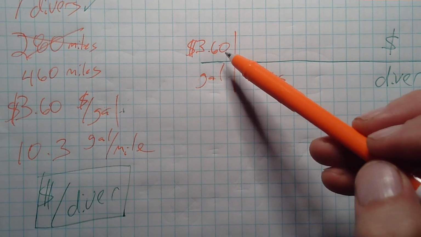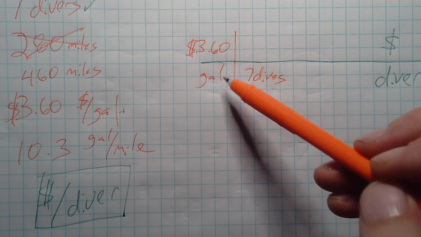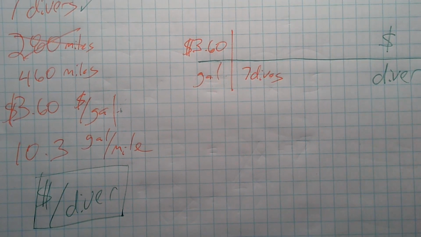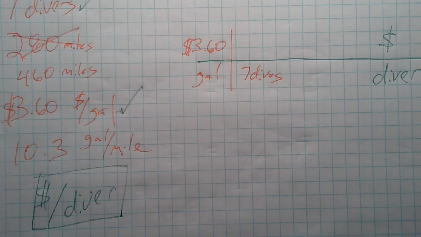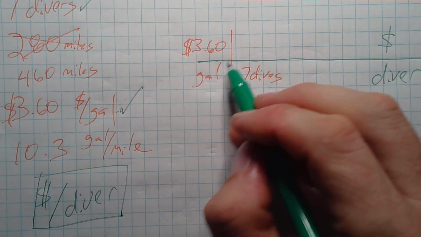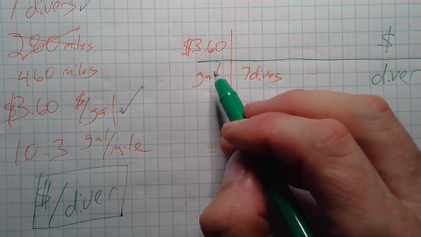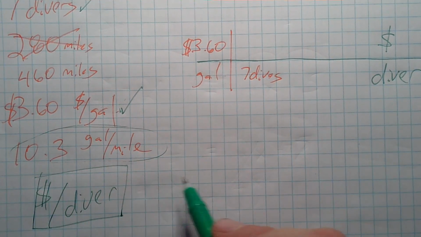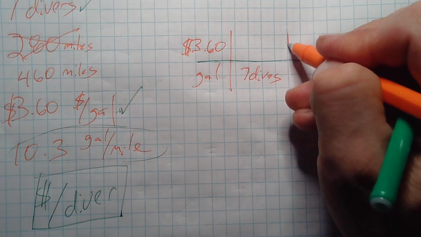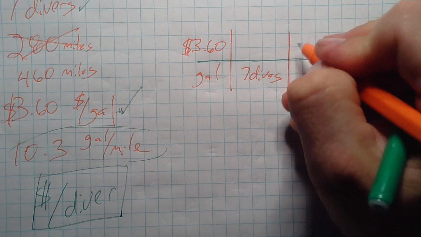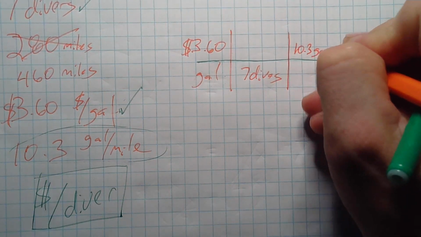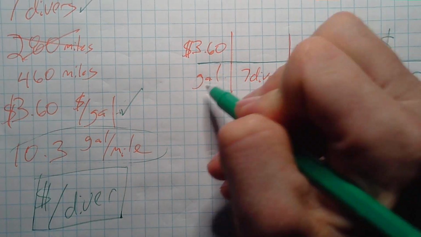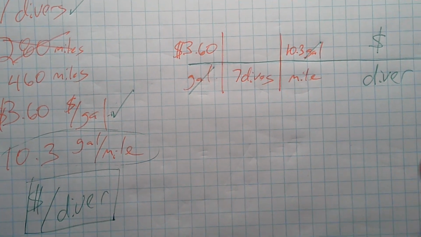So my units are now going to be $3.60 per gallon diver, which doesn't make any sense at all, right? But I've got to look to see what other units I have to use. Well, in order to cancel out my gallon unit, I need to figure out which of my units have a gallon in it, and this is what I have. This has gallons in it, right? So I need to arrange it so that I put 10.3 gallons on top, and that puts miles on the bottom, and that will cancel out gallons. I no longer have my gallons there.